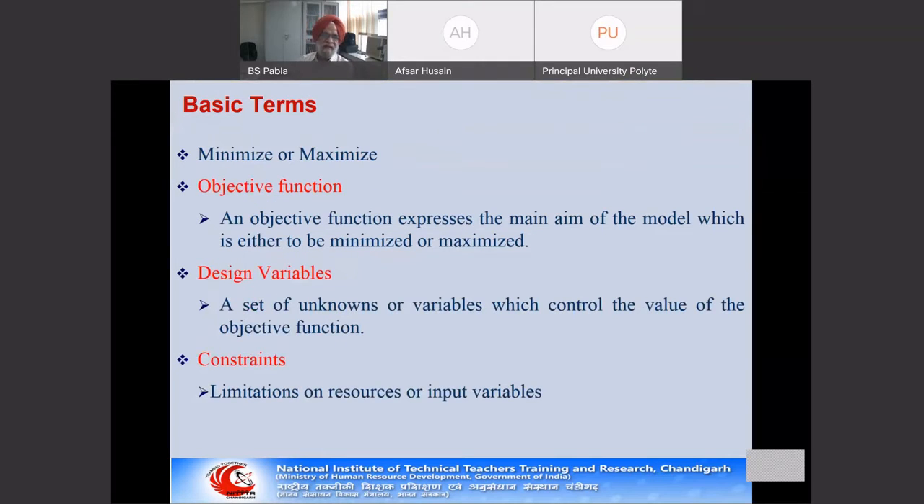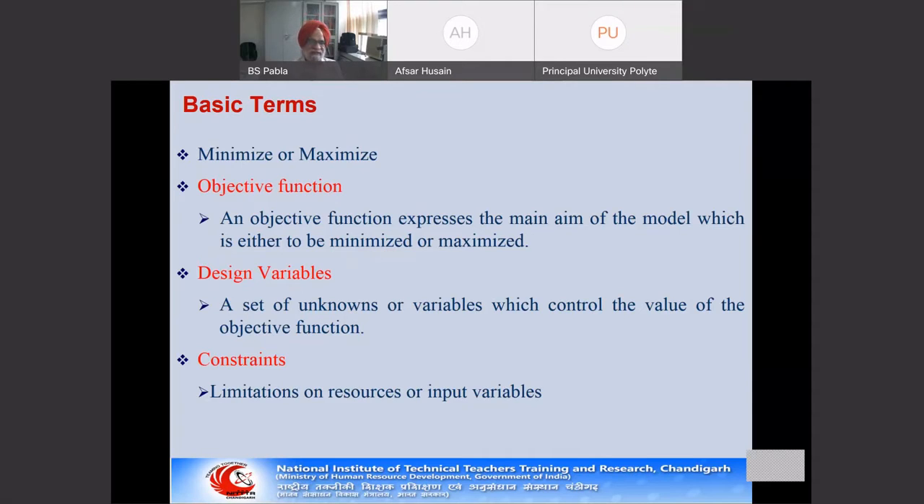Now, there are basic terms in optimization. The first is either we minimize or we maximize, right? In fact, when you start studying optimization, you will find that minimization and maximization are almost similar things. If you multiply minimization by -1, it becomes a maximization problem. That means a minimization problem can be converted into a maximization problem, and a maximization problem can be converted into a minimization problem.